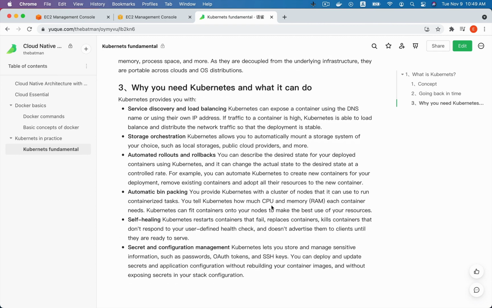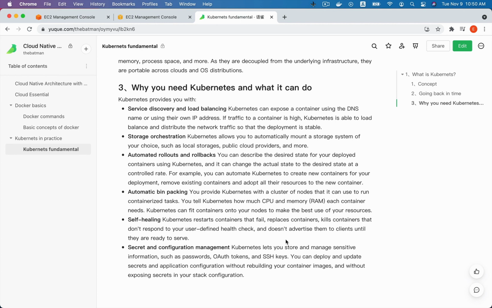You provide Kubernetes with a cluster of nodes that it can use to run containerized tasks. You tell Kubernetes how much CPU and memory each container needs. Kubernetes can fit containers onto your nodes to make the best use of resources. So you can configure the containers very precisely. And fifth, self-healing. Kubernetes restarts containers that fail, replaces containers, and kills containers that don't respond to your user-defined health check.